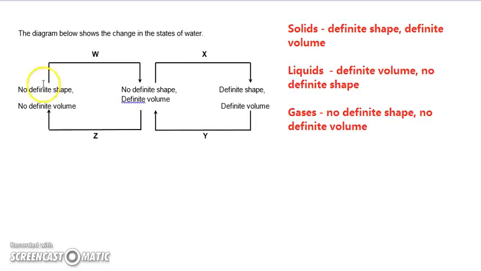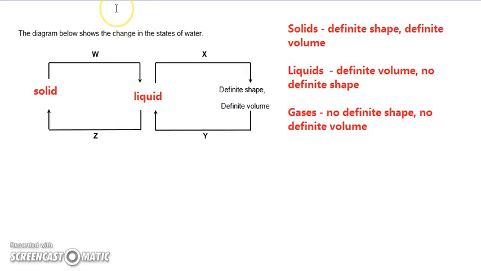we have here three options. This is obviously a solid, so I'm going to delete this. No definite shape, no definite volume. We know that this is a solid. No definite shape but a definite volume. We know that this is a liquid. And then we have a definite shape.